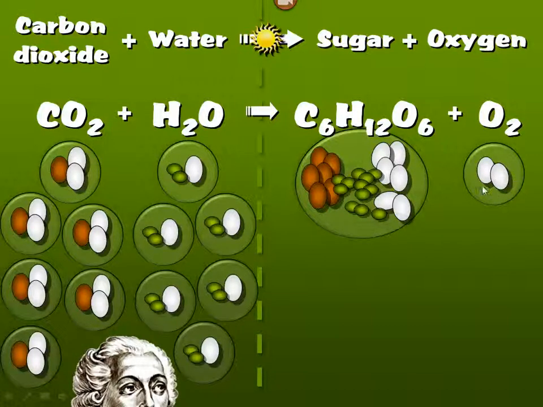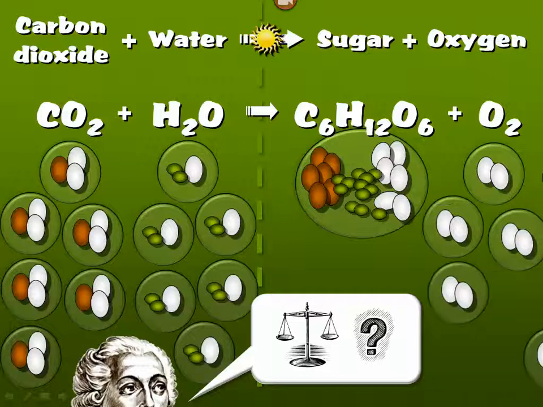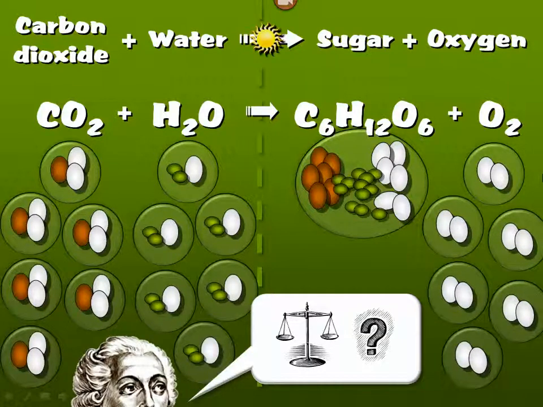Can't just add 10 here and have O12. That's not a real molecule. So what do we need to do? In order to balance this thing, we need to add 5 more oxygen molecules for a total of 6 oxygen molecules, therefore making us balanced on both sides.